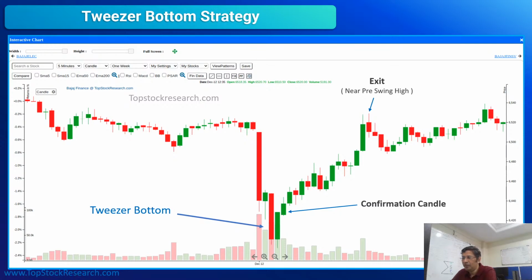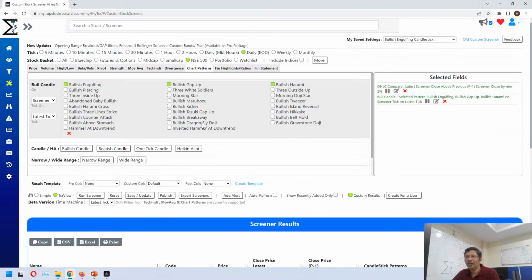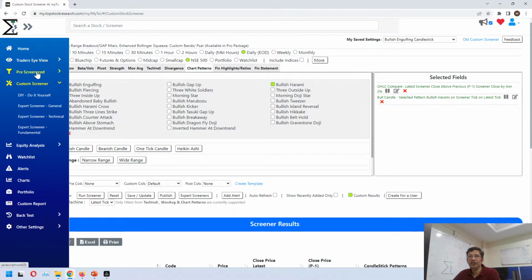Now, does it happen very often? The answer is no. And it's very difficult. It is very difficult to go and look at the different charts. So that's where TSR comes into play. I'll give you an example of a tweezer pattern, right? Let me go with the simple one first.